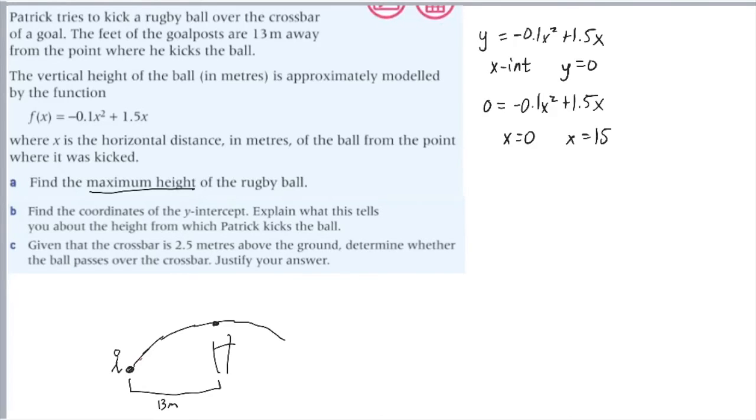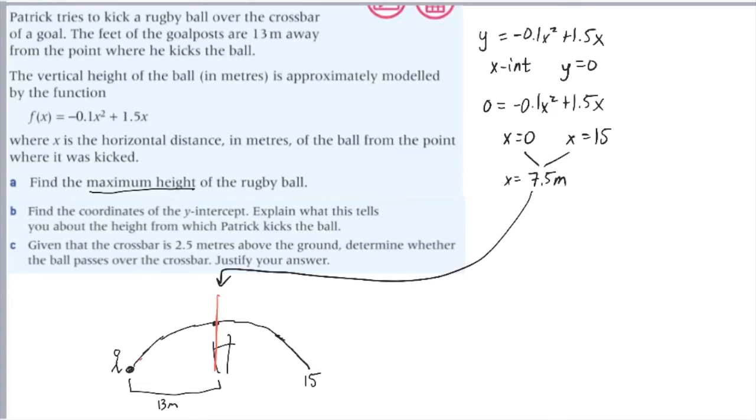We said, okay, here's my symmetric curve. Where is the maximum happening? If this is 0 and 15, the maximum should happen somewhere in between, which may or may not be where my goal is here. We'll find the middle of those two, which would be 7.5 meters. So x equals 7.5 is the center.